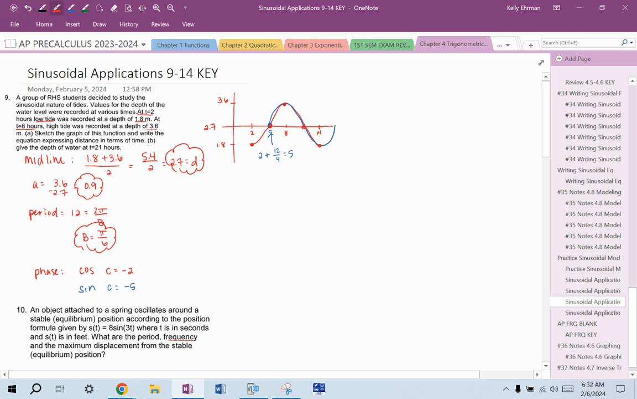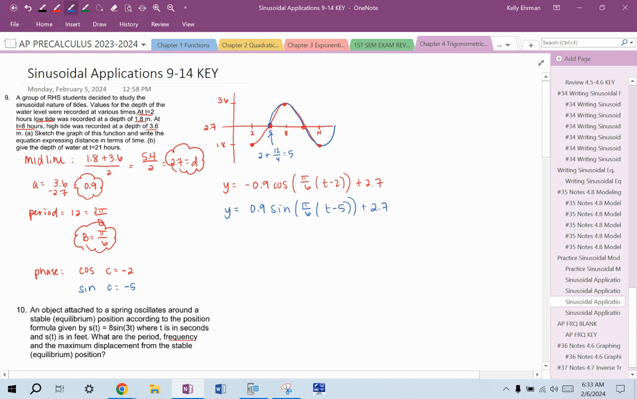All right, so writing the model, it doesn't tell me what to call this one, I don't think. So I'm just going to say y equals, the cosine function is negative, so it's going to be minus 0.9 cosine of pi over 6 times t minus 2, plus 2.7. There's the cosine model. Same graph, but a sine model would be a positive 0.9 because the sine graph opens up. Sine of b times t minus 5, plus 2.7. So either model should be correct.